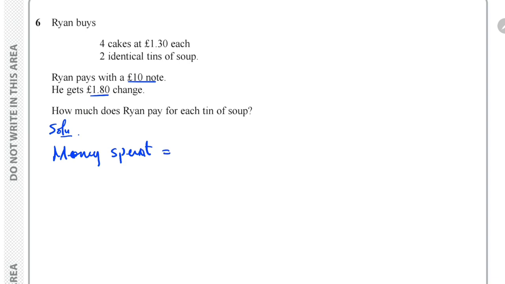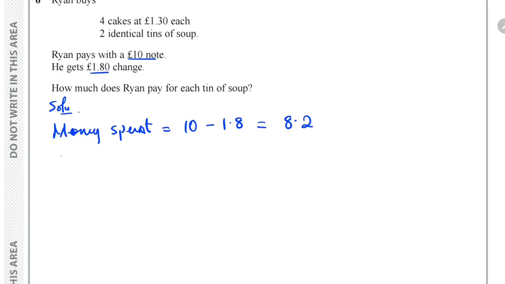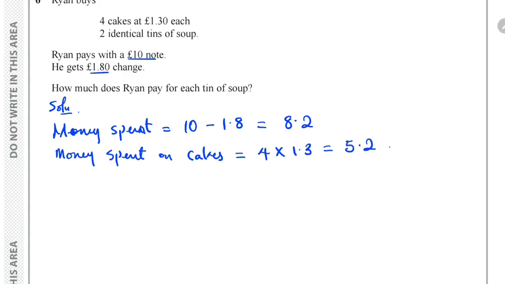What is, just for teaching sake, it's going to be 10, then you subtract the 1.8, and you find out that he spent 8.2. Okay, then money spent on cakes. You are going to have 4 multiplied by 1.3, which is going to be 5.2.